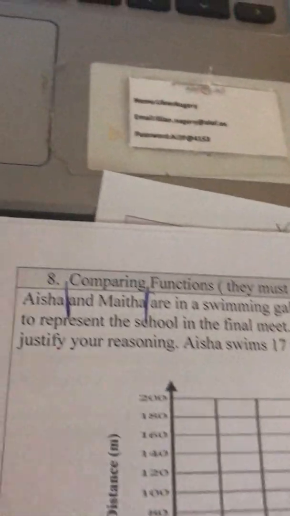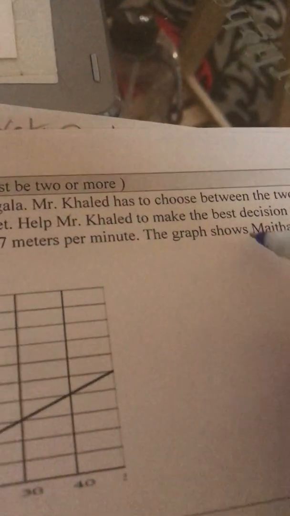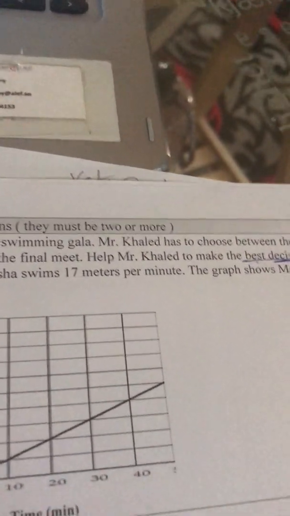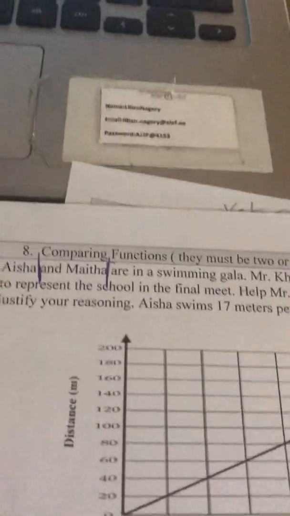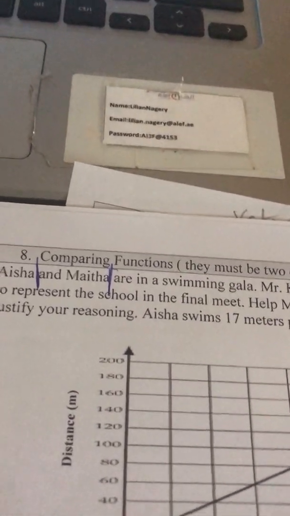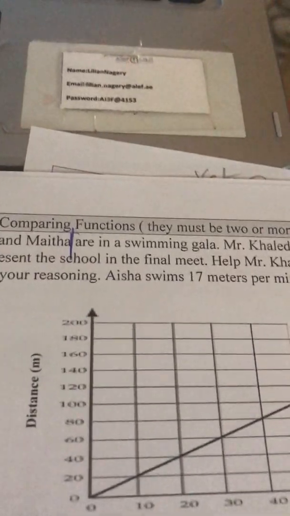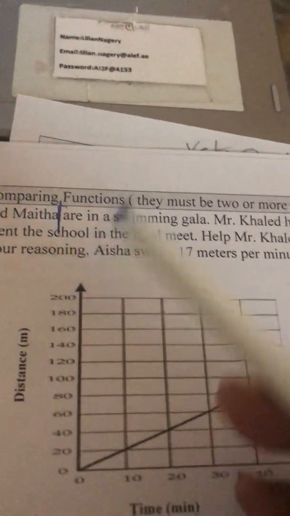Okay? Now, help Mr. Khalid to make the best decision. Mr. Khalid has to use information to make a decision. He cannot just say, oh, I like Aisha, I'm going to send Aisha. No. Or I like Maitha, I'm going to send Maitha. No, it doesn't work that way. You have to use information. Okay? And you have to justify your reason.